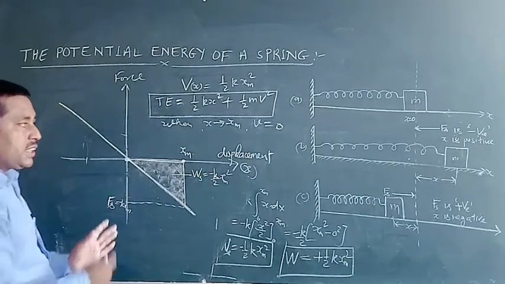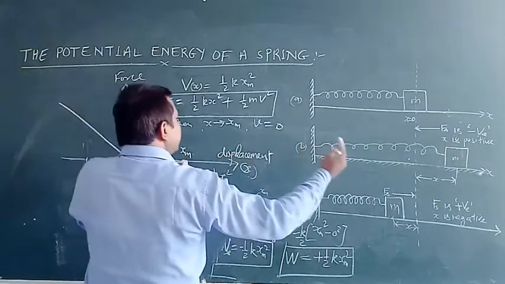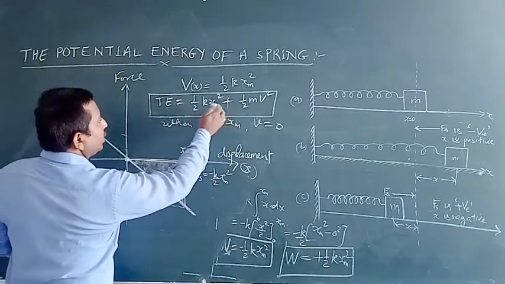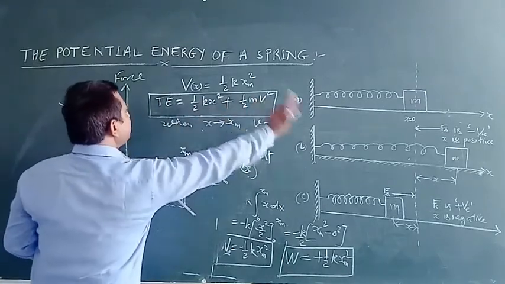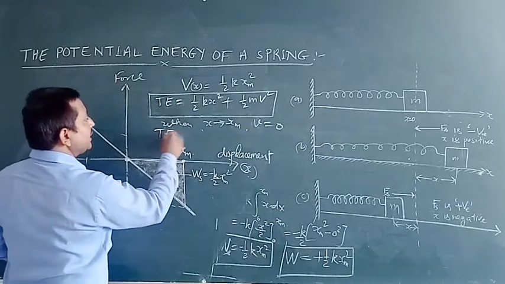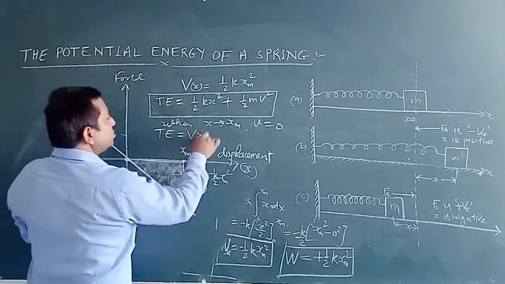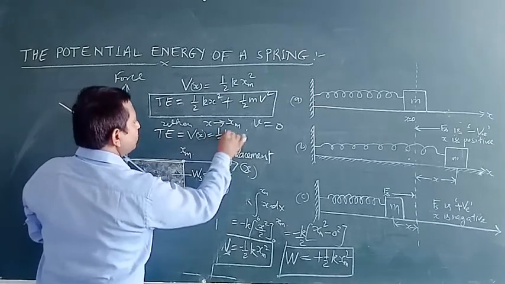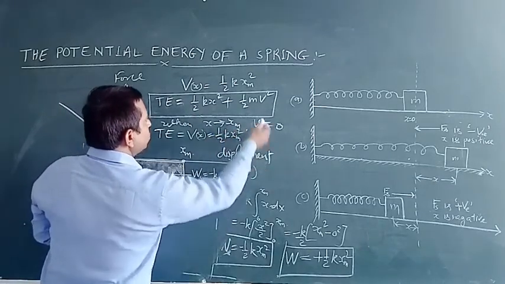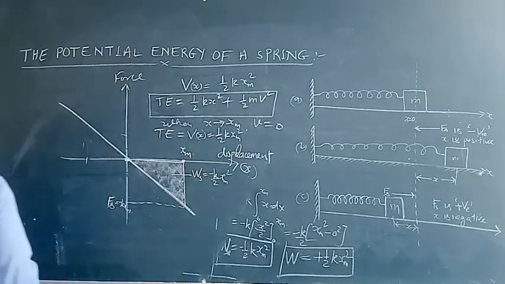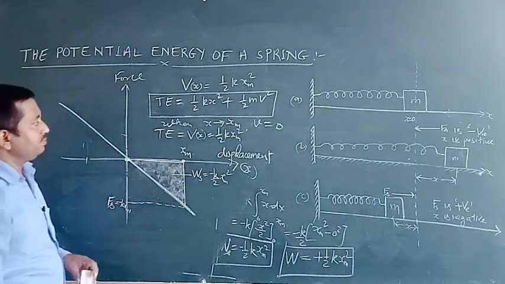As we know, at maximum extent, when x is xm, then v becomes 0. It means at the extreme point the object stops. So if we put x as xm, then v becomes 0. It means the total energy at the extreme point is stored in the form of potential energy. So this is half k xm square.